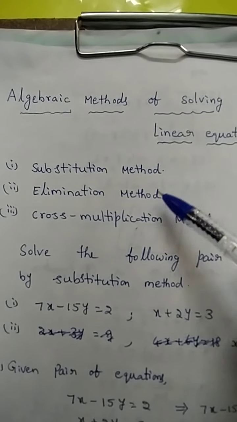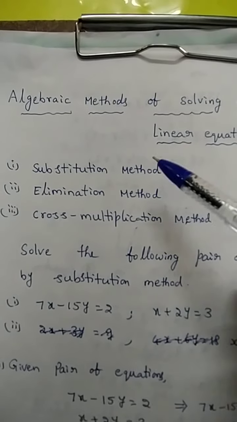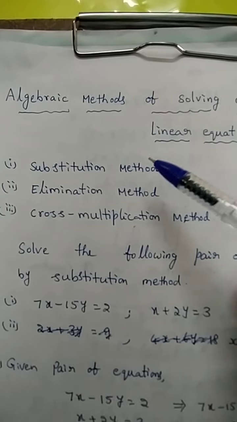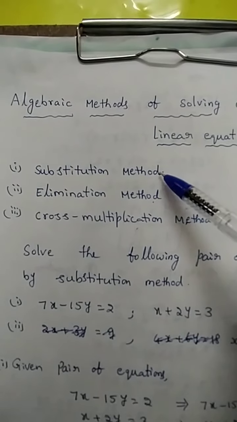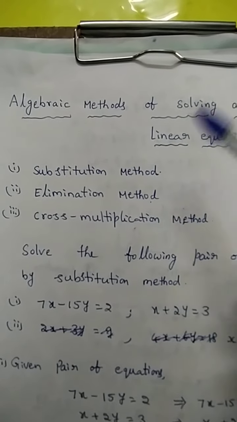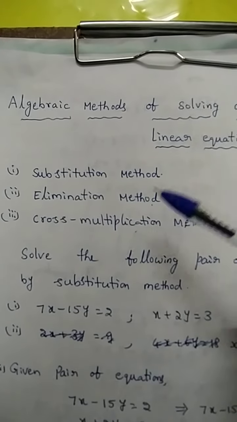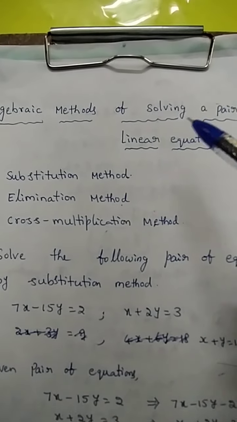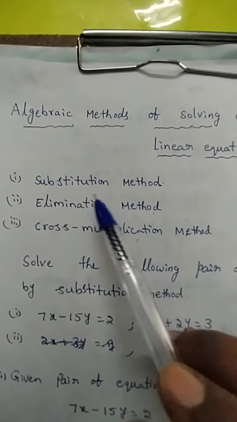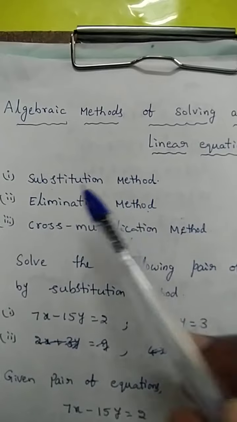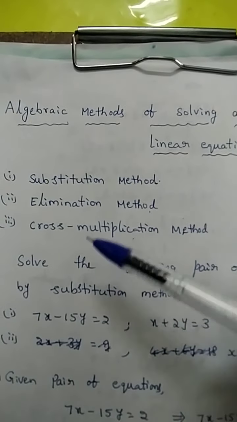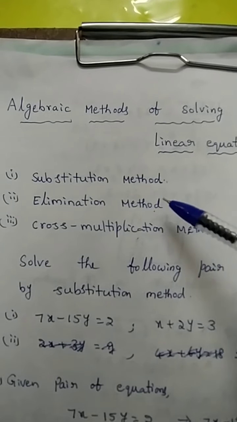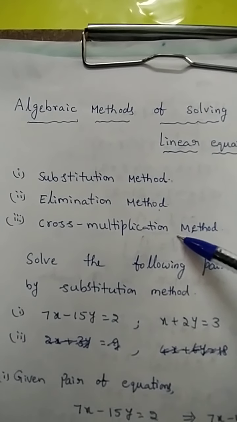So already we know these two methods from our previous classes, but we didn't know the specific names of the substitution method and the elimination method in our 8th and 9th classes. Already we have done these types of problems, but we didn't know which equations we can solve at the time. So in the algebraic method, we are using three more methods: substitution, elimination, and cross multiplication.